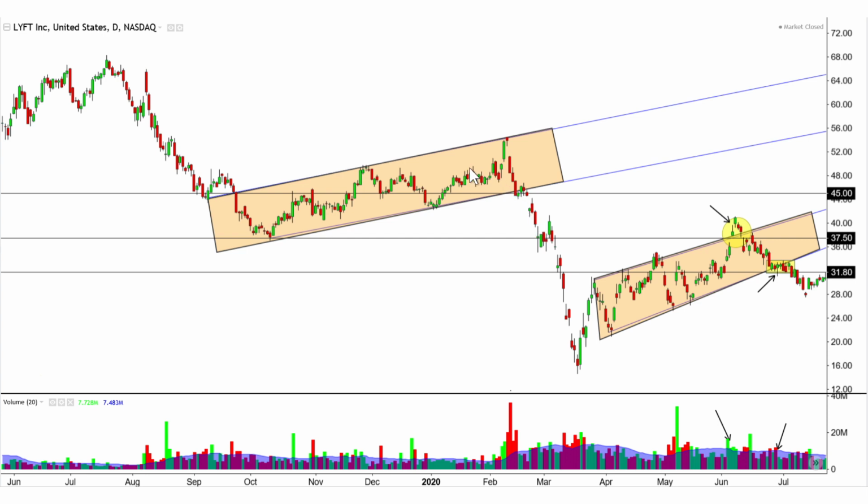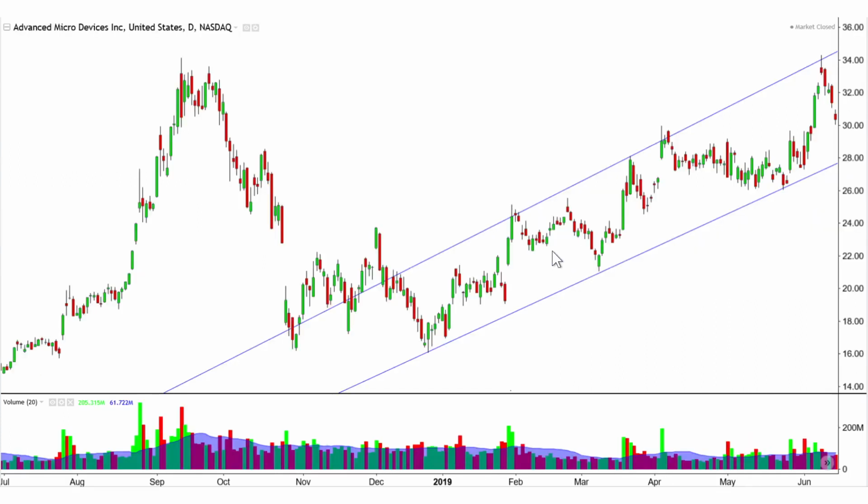However, on their own they would seem to be more sustainable due to their more shallow inclines. But in this case, a steep channel is maintained for a prolonged time due to periodic volume spikes at swing points, which contain the price action in an aggressive uptrend.